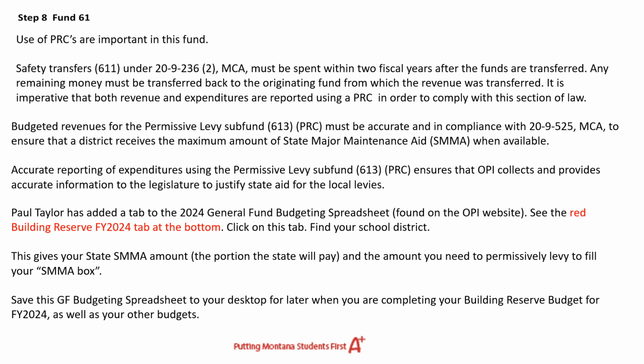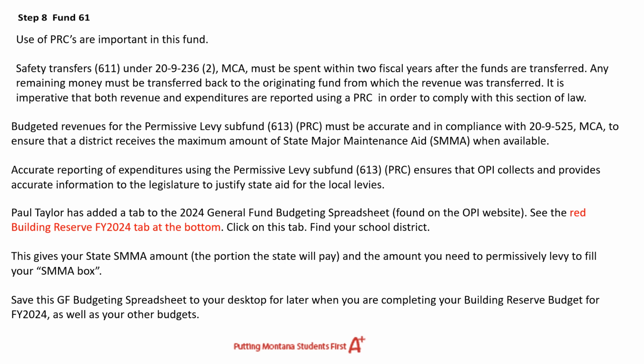The use of project reporter codes are also important in this fund. Safety transfers under subfund 611 must be spent within 2 fiscal years after the funds are transferred. Any remaining money must be transferred back to the originating fund from which the revenue was transferred. And it is imperative that both revenue and expenditures are reported using a project reporter code in order to comply with this section. And your project reporter code can be the same for both your revenues and expenditures.